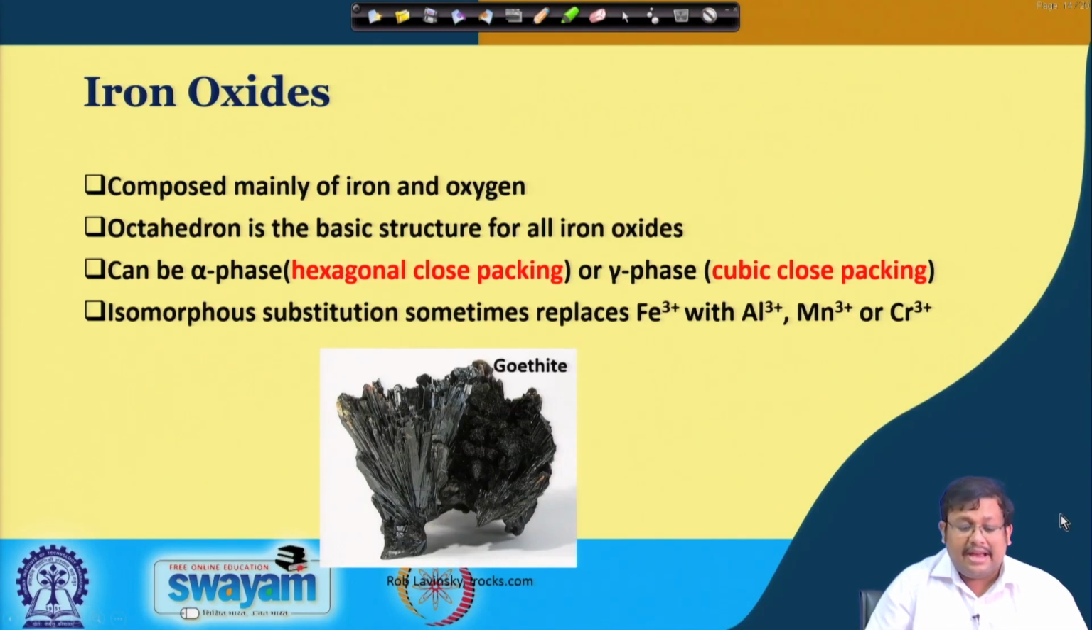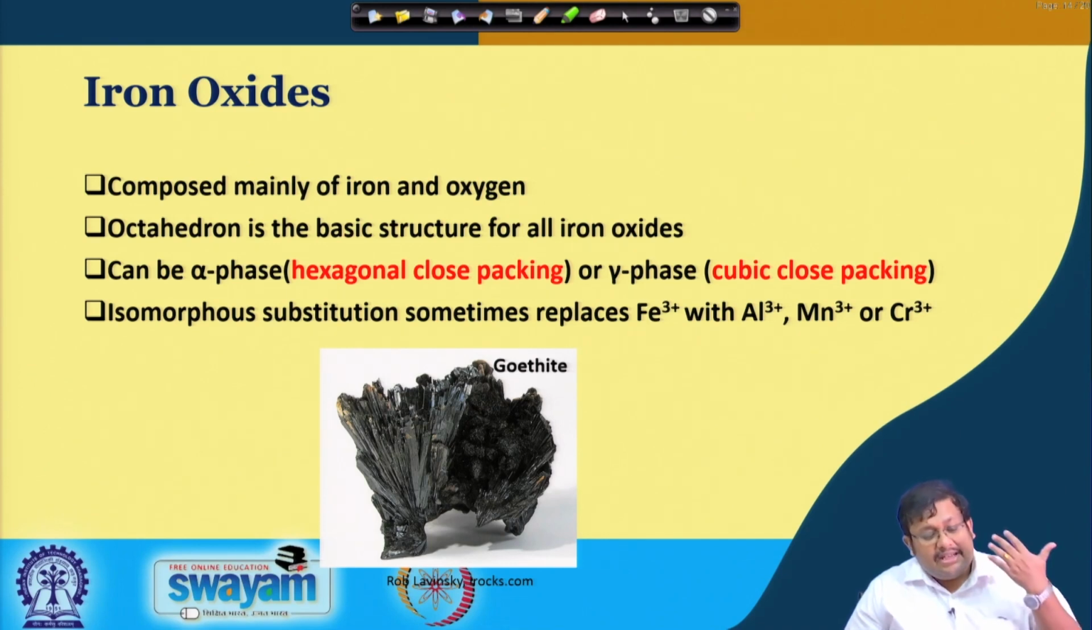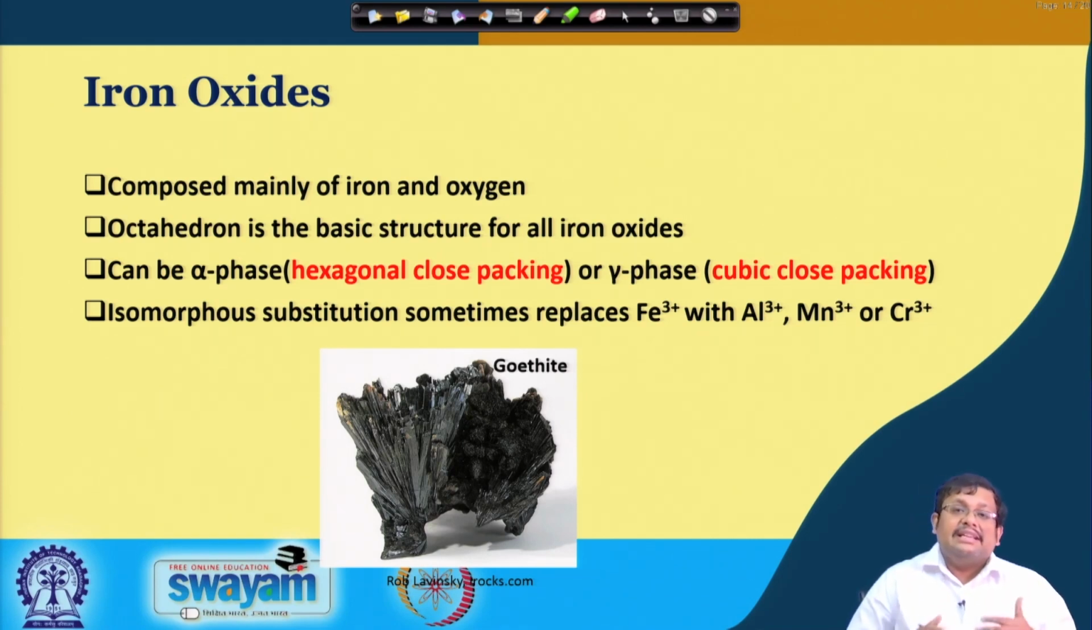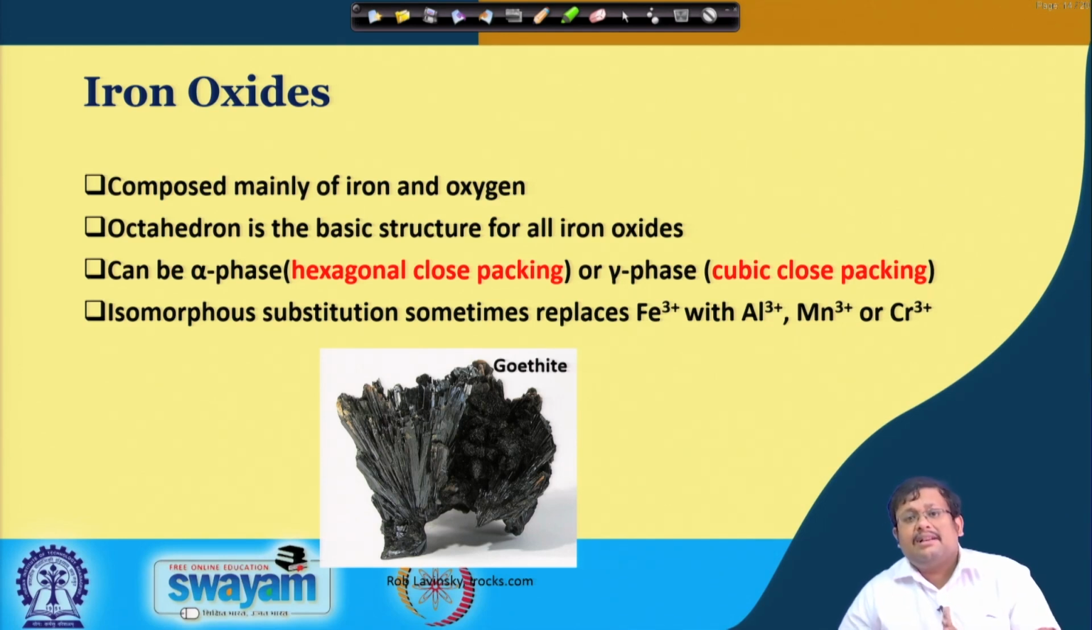If we move ahead to iron oxide, the most prevalent iron oxide is goethite. It is composed of iron and oxygen. The octahedron is the basic structure of all the iron oxides, and it can be either the alpha phase, which is hexagonal close packing, or the gamma phase, which is cubic close packing. Isomorphous substitution sometimes replaces Fe3+ with Al3+ or Mn3+ or Cr3+. So, isomorphous substitution occurs in these iron oxides also.